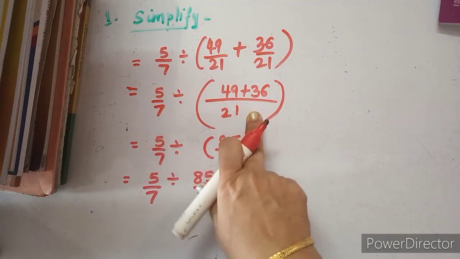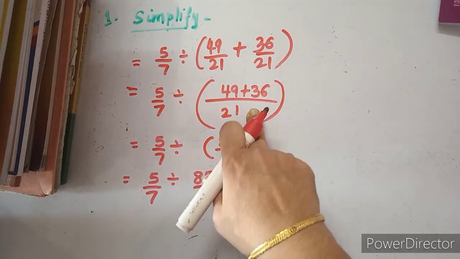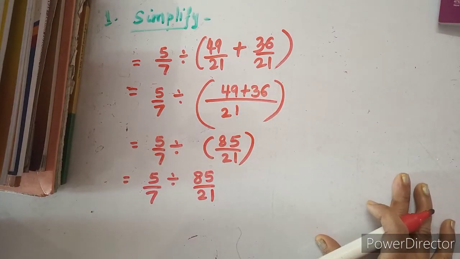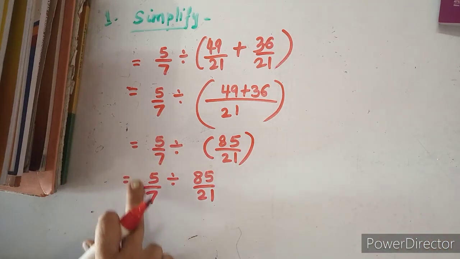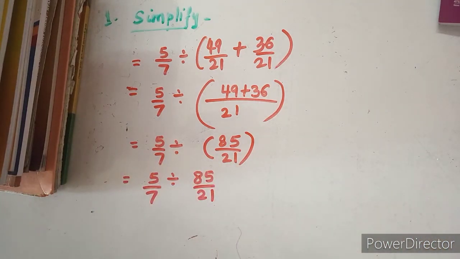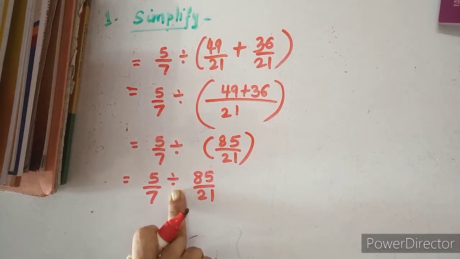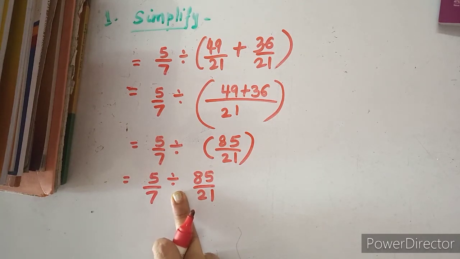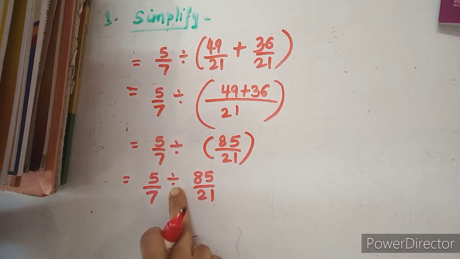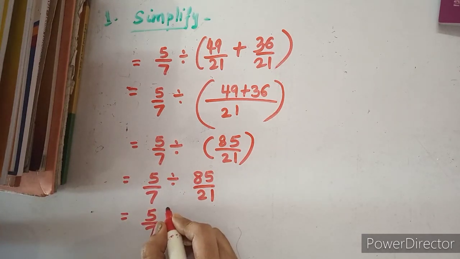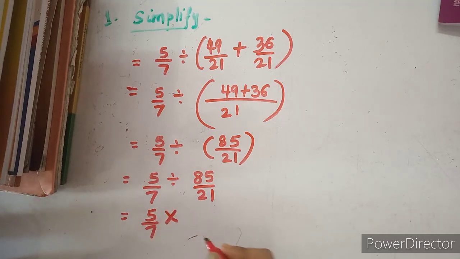So the next step will be, now see the next step, that is 5 upon 7. We need to take the 21 as the common LCM, and then 49 plus 36, and this will give you 85 upon 21. Now you have your operation like this, that is you have division. Okay, so we have already learned how to do the division questions. So here you have to change this division sign into a multiplication sign, and you need to take the reciprocal of the next number.